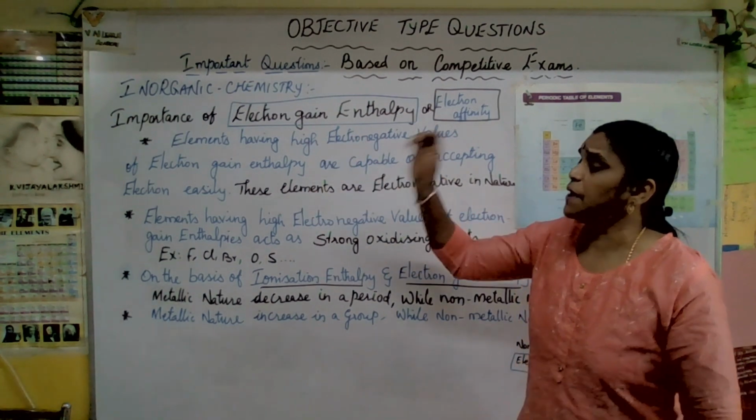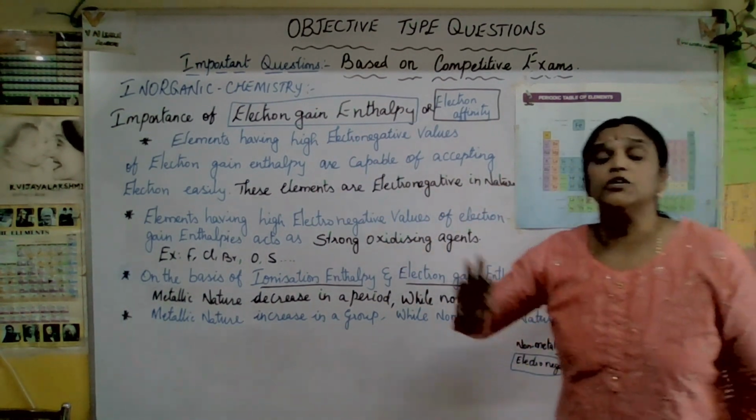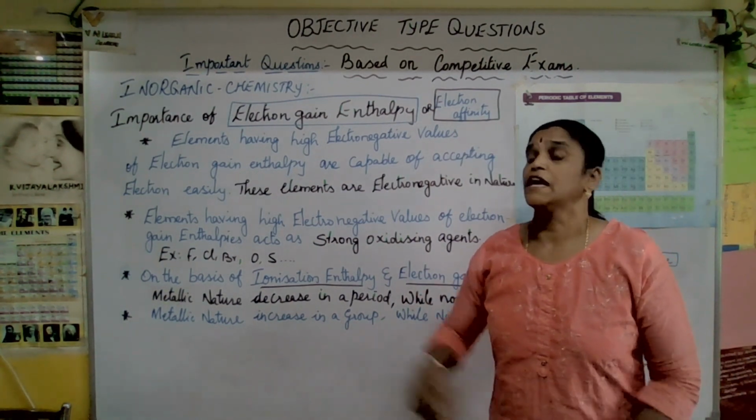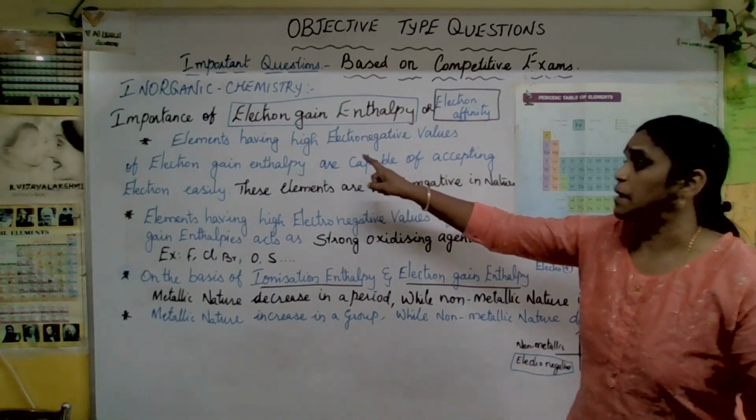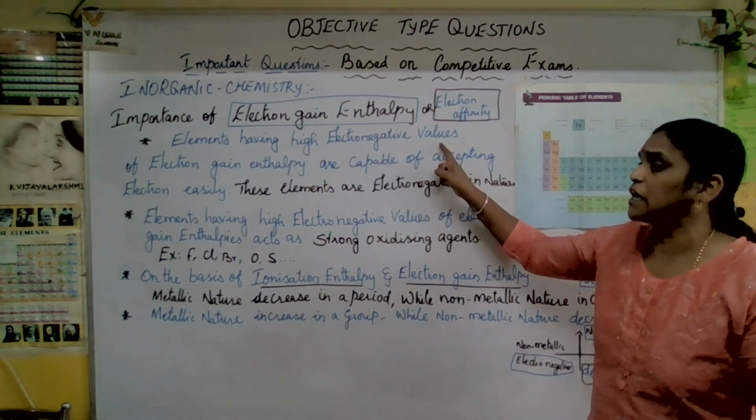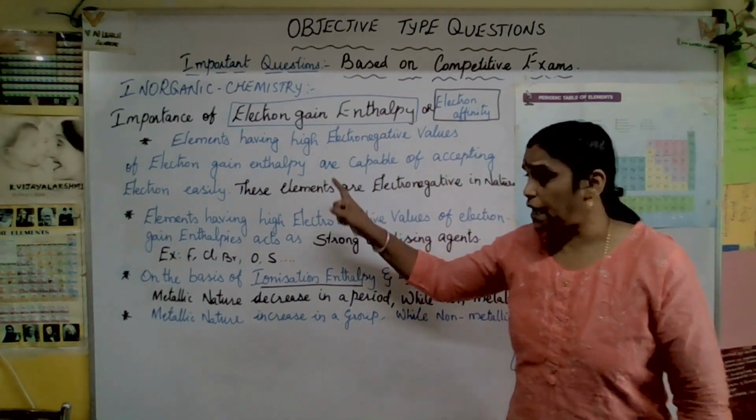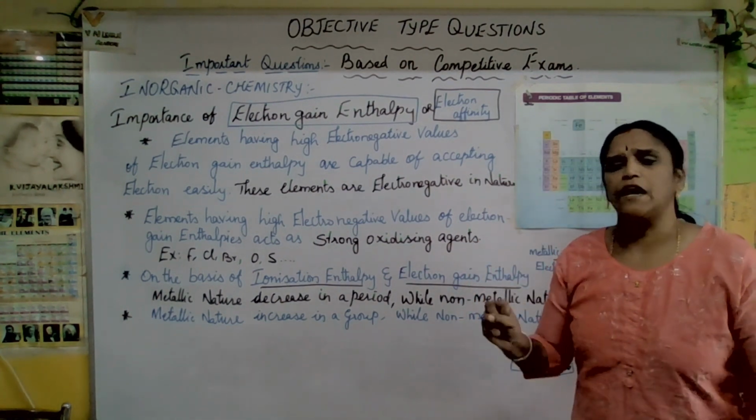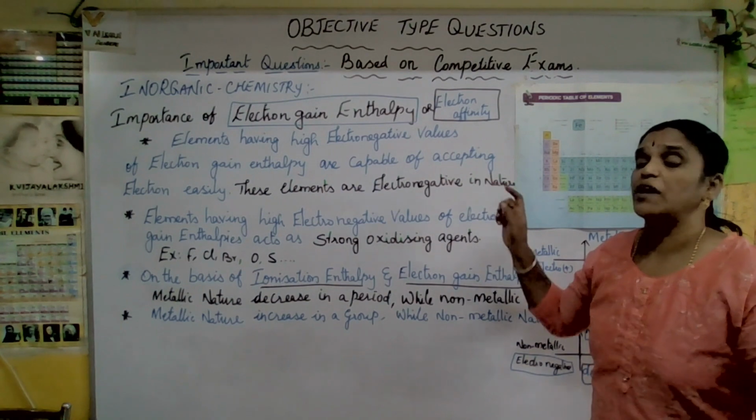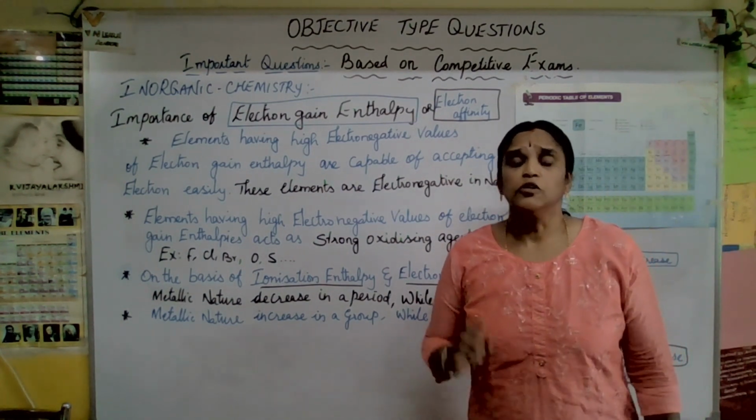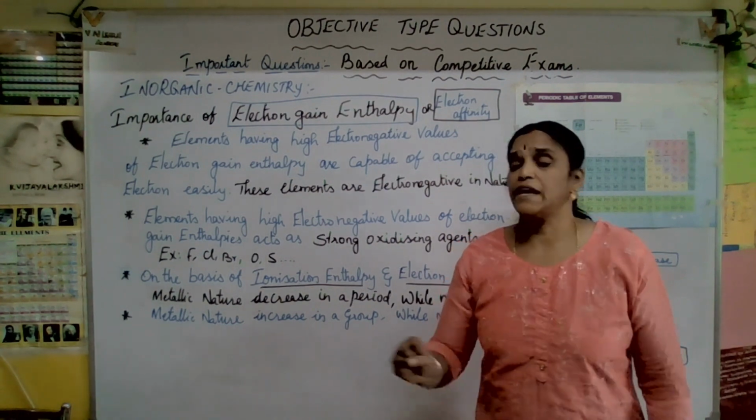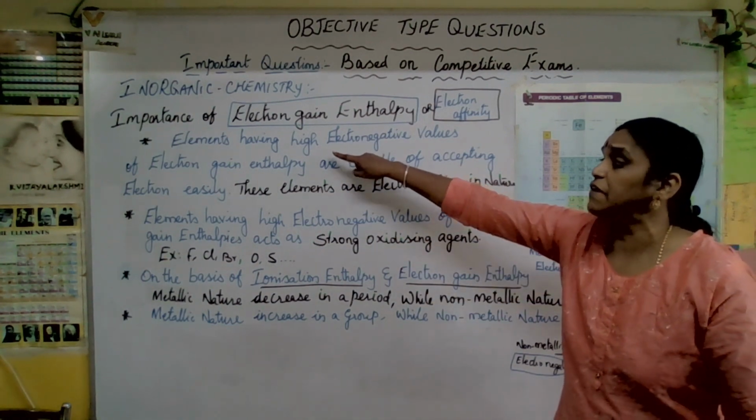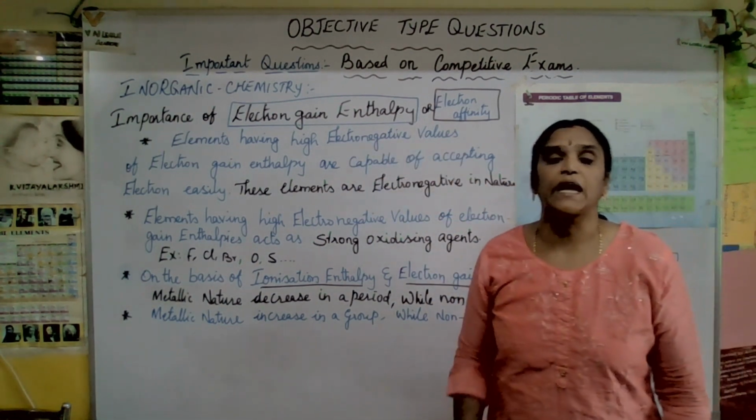The first one: electron gain enthalpy is also known as electron affinity. The elements having high negative values of electron gain enthalpy are capable of accepting electrons. Capable of accepting electrons means these elements are electronegative in nature. So that is the first point: which is electronegative in nature means it is easy to accept the electrons.